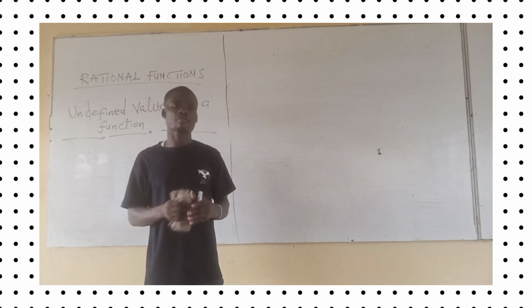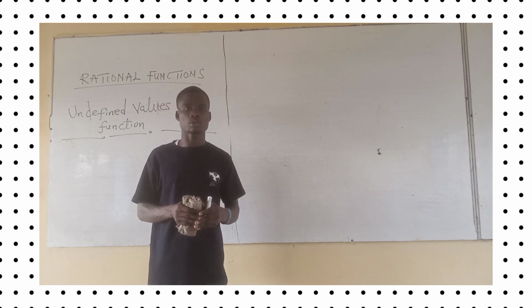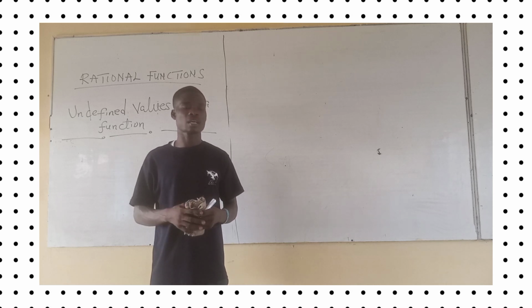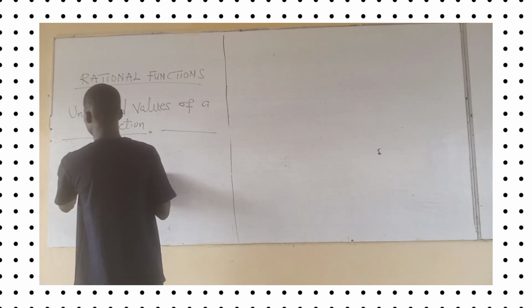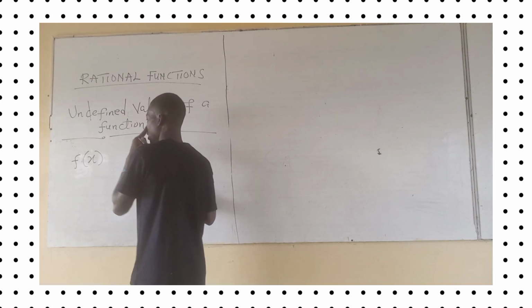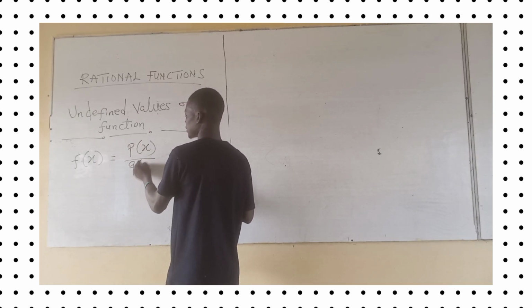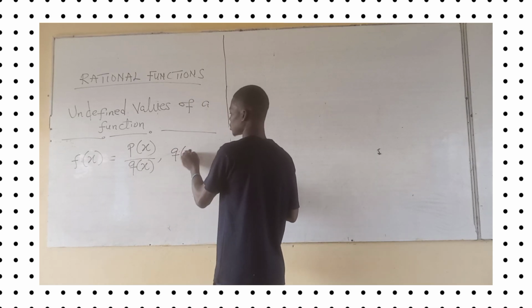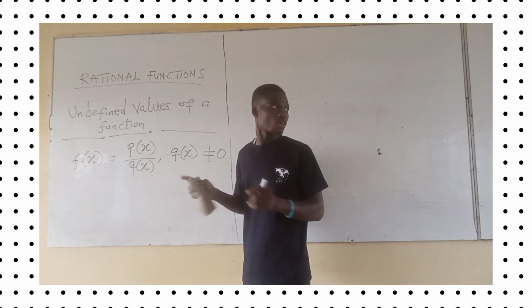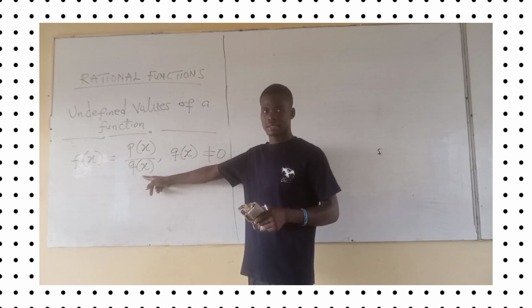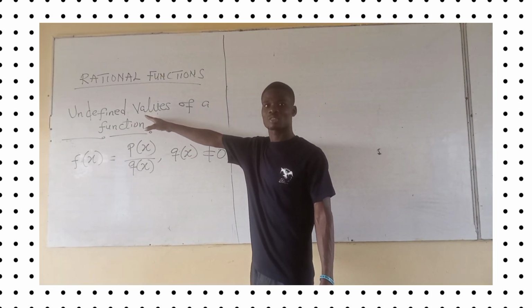And in a situation whereby a function can be undefined, that's when the denominator is 0. So if the denominator is 0, then everything will be undefined. So suppose we have the polynomial function f of s is equal to p of s over q of s, where q of s is not 0. See that there is the domain here where q of s is not 0, because q of s is the denominator part. And where it is 0, then you will find the undefined values.